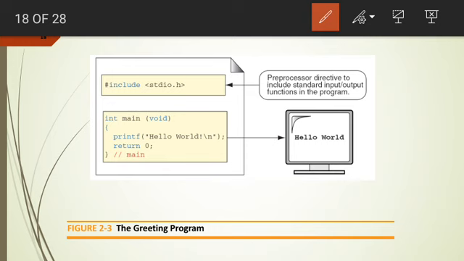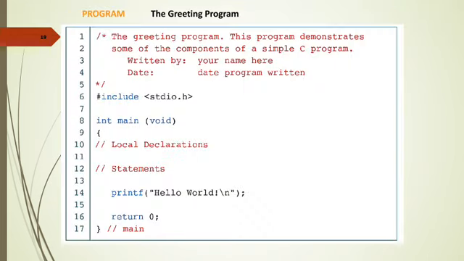Here you are seeing one computer screen. When you apply the printf, the message in the printf will be displayed on your output screen. Coming to the next, we will take a detailed program in which we will include the different sections.